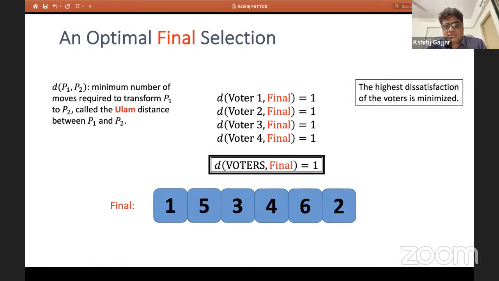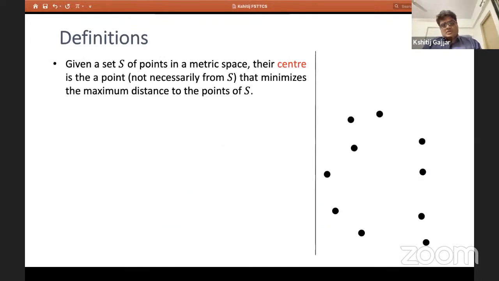So in this example, as you saw, if you try to select one of the given inputs, then you won't get an optimal solution, but you had to select a permutation that came out of nowhere and you got a solution. So this is what we are trying to solve in general. And such a permutation is called a center permutation.